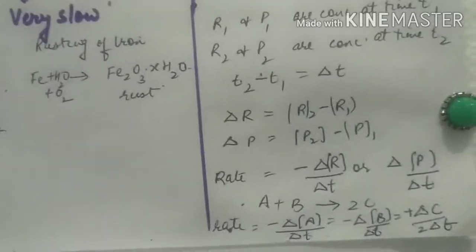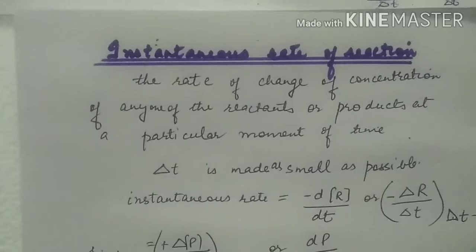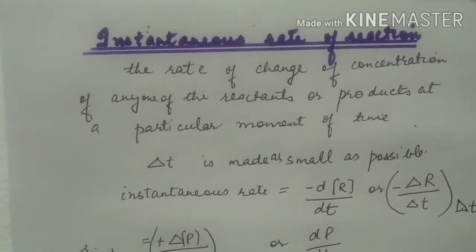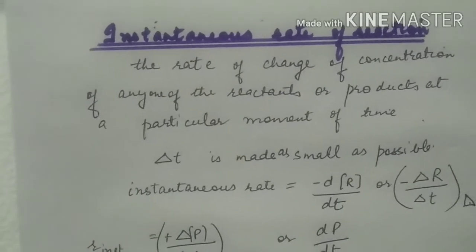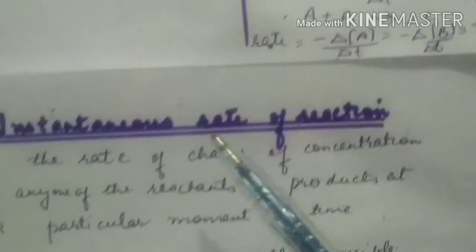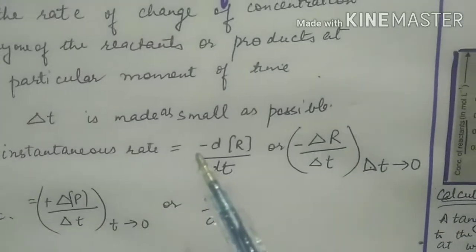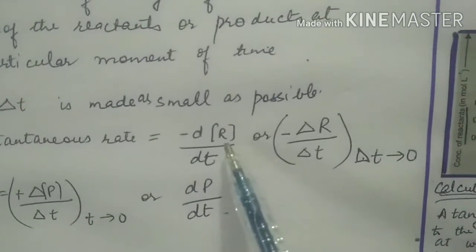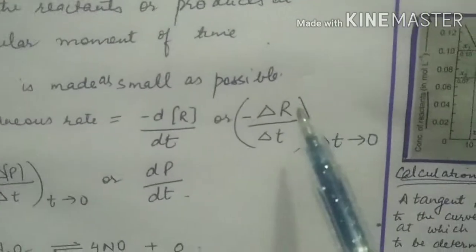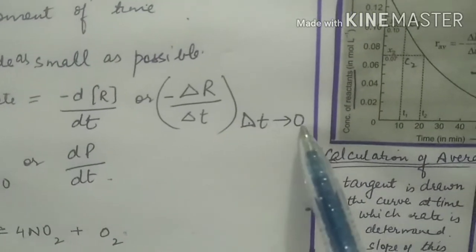This is average rate of reaction. Instantaneous rate of reaction is the rate of change of concentration of any one of the reactants or products at a particular moment of time, at a particular instant. So this can be found by making the change in time, delta t, so small that it is almost approaching 0. So instantaneous rate will be small change in concentration of reactant with small change in time, minus dR upon dt, or minus delta R upon delta t when delta t is approaching 0.